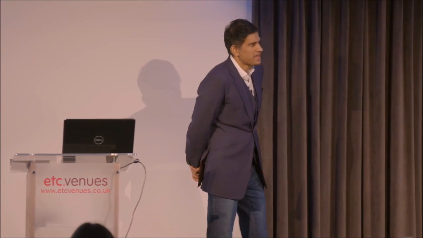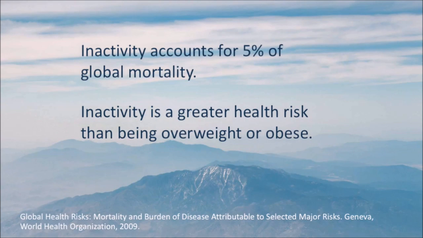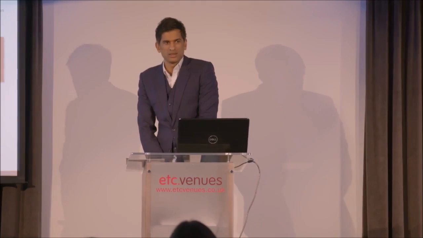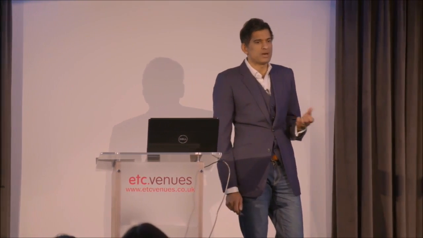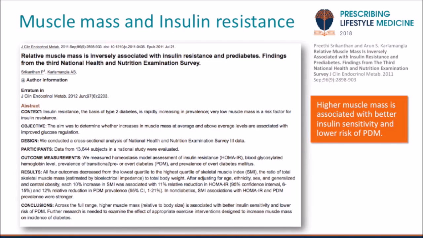There are many different forms of exercise that have been shown to be beneficial in insulin resistance, and a lot of you will already know this. As Ayan said, it's not just inactivity. There are huge consequences. It accounts for 5% of global mortality and is a greater health risk than being overweight or obese. I think what we often neglect to talk to our patients about is muscle mass, so important in insulin resistance. The more lean muscle mass you've got, the more storage capacity and the more insulin receptors you've got. This is an observational study, but there's plenty out there showing that higher muscle mass is associated with better insulin sensitivity.